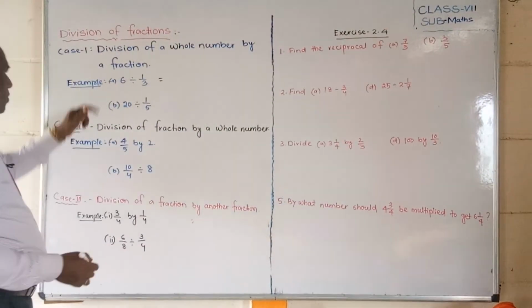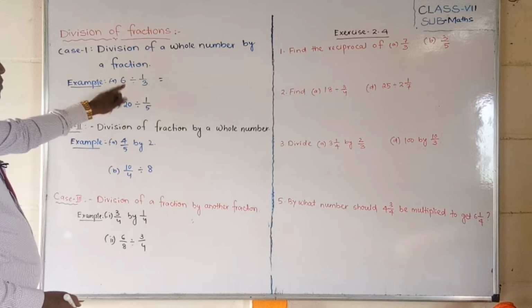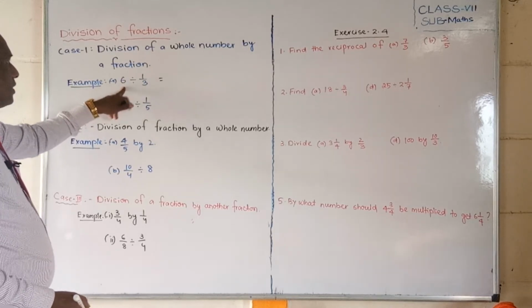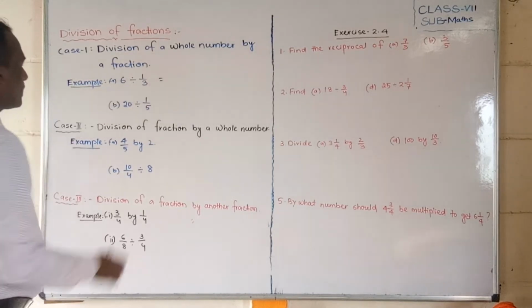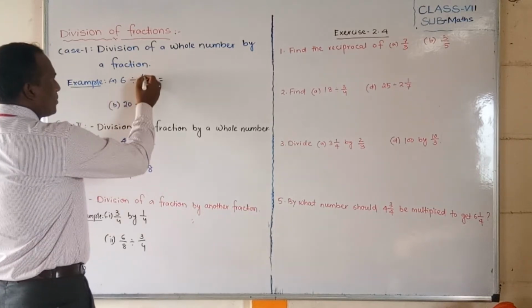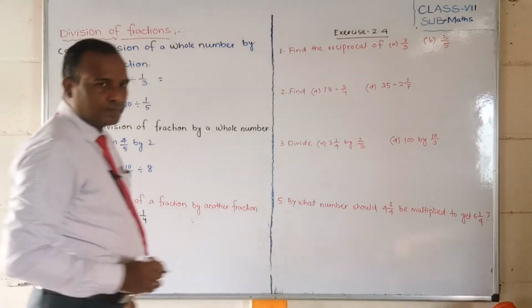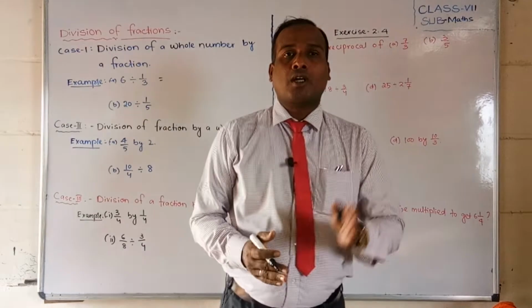So look here, first of all I have written one example. 6 is a whole number divided by one fraction. So what do I have to do? Already I have told you about the reciprocal. Who can say what is the reciprocal of 1 by 3?